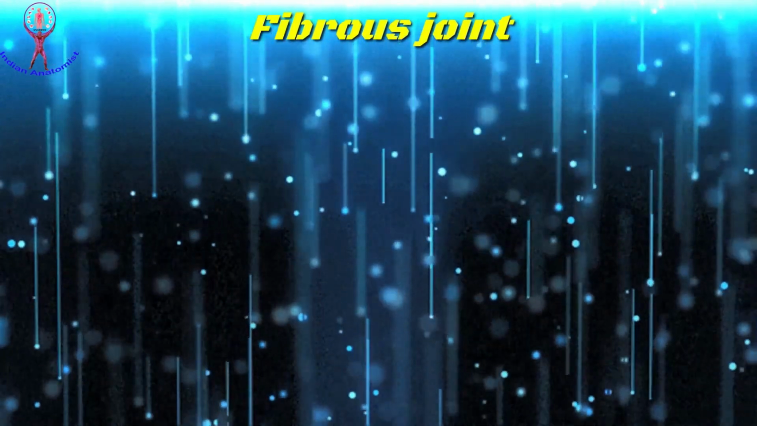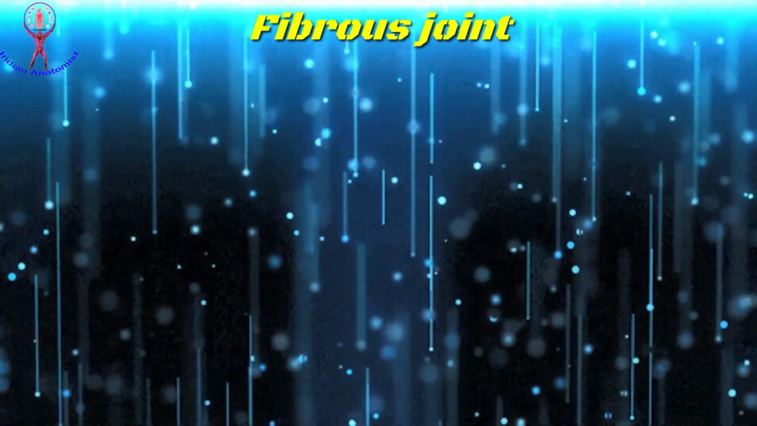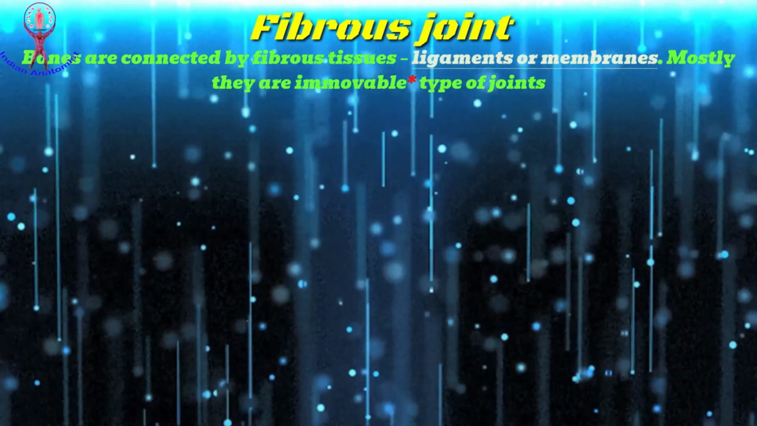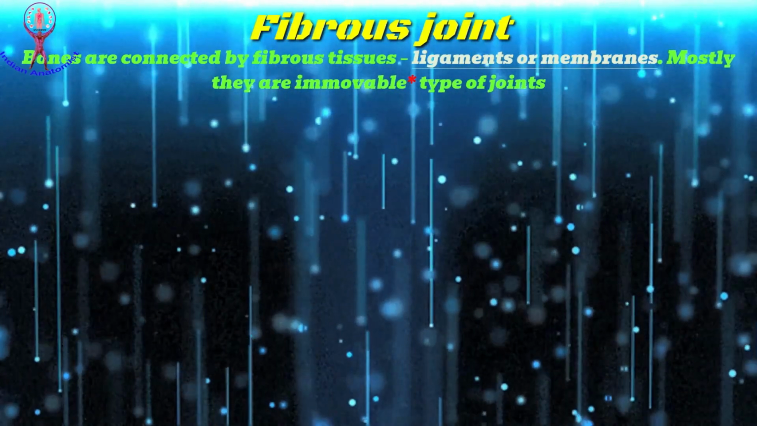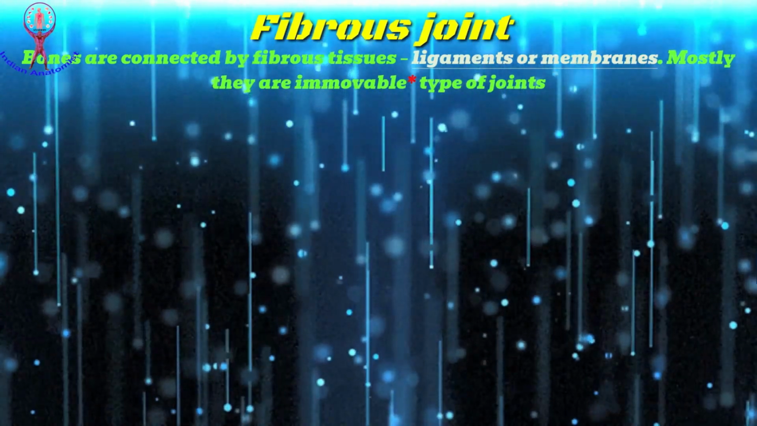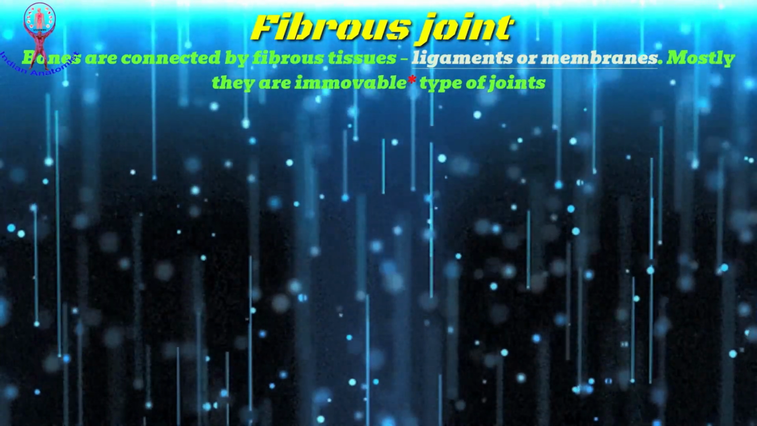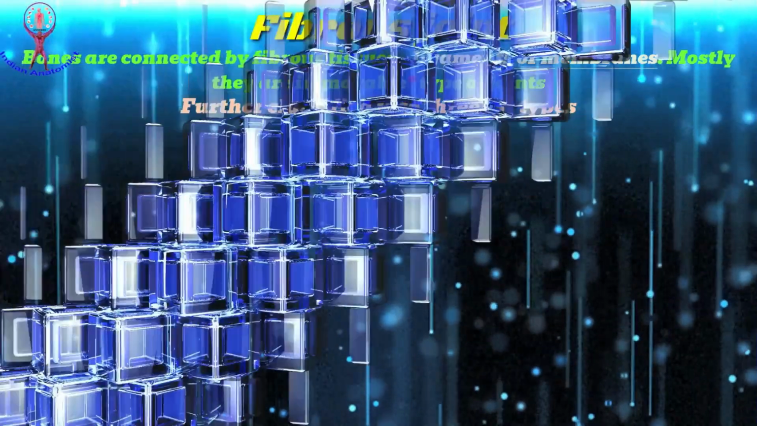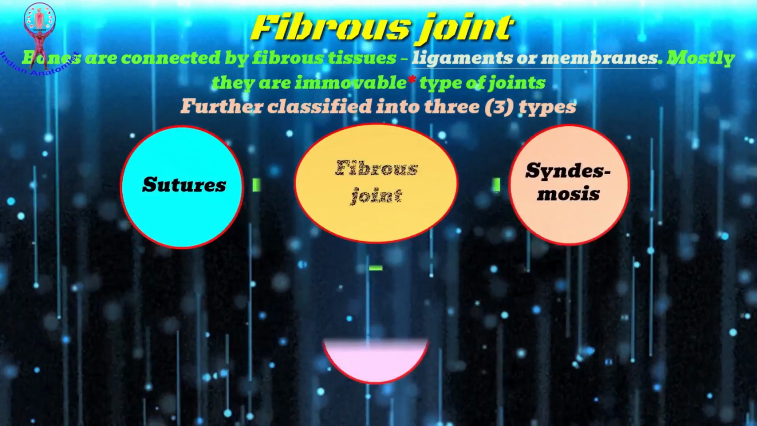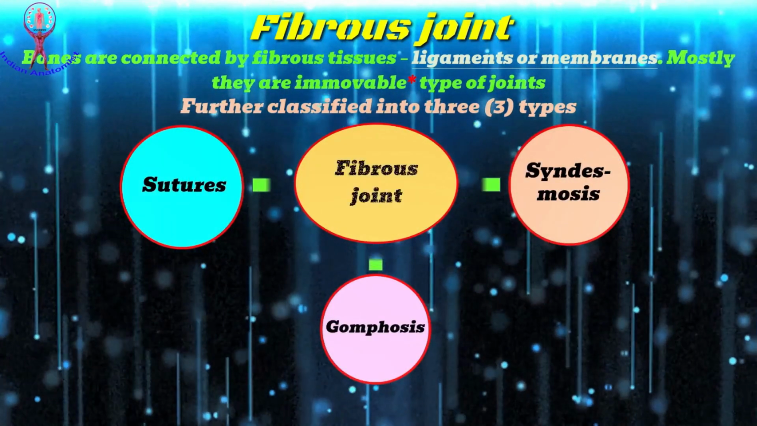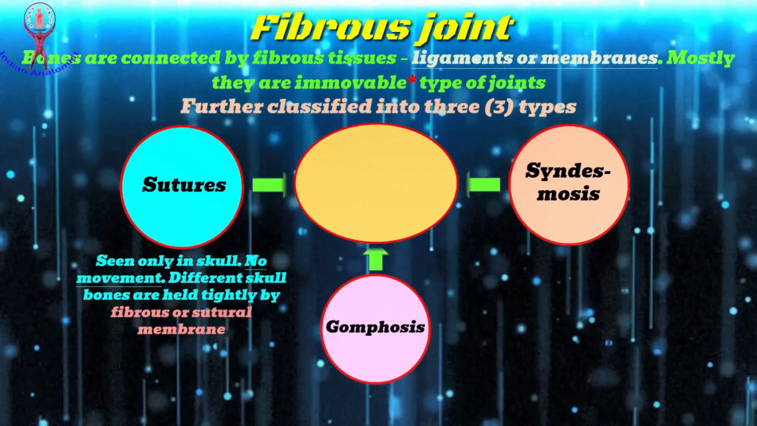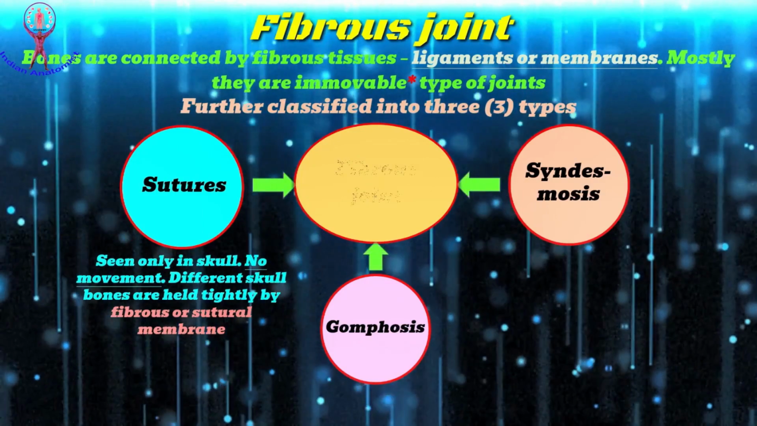Now, why are joints called fibrous joints? Bones are connected by fibrous tissues, that is, ligaments or membranes. Most of the fibrous joints are immovable type of joints. In the human body, the fibrous joints are further classified into 3 types. Number 1 is suture. The sutures are seen only in the skull. Different skull bones are held tightly by fibrous or sutural membrane. No movement occurs in these joints.